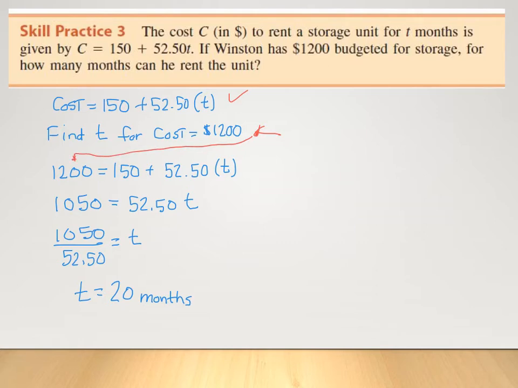So we're going to plug it in here, and we're going to solve for T. When we do that, we subtract 150 from both sides of the equation, and here is our second step. And then we divide by 52.5, and we get T is equal to 20 months. So ultimately, Winston can rent the storage unit for about 20 months.